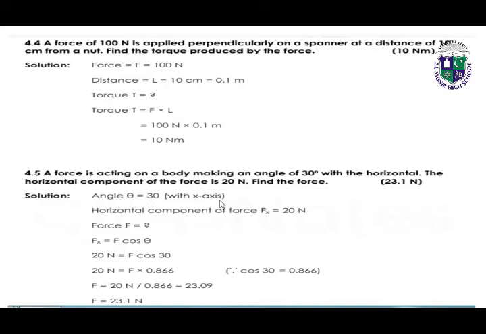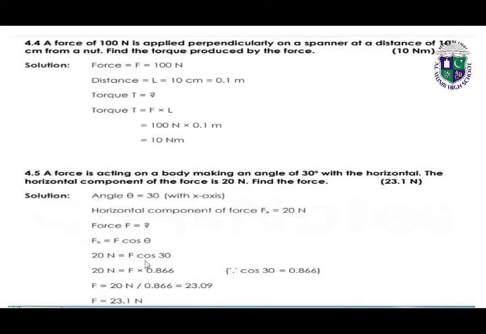Angle is 30 degrees with the x-axis. Horizontal component of force Fx is equal to 20 Newton. To find the force on x, Fx equals F cos theta. Now we have to put the values. Fx is 20 Newton, F cos 30 degrees.